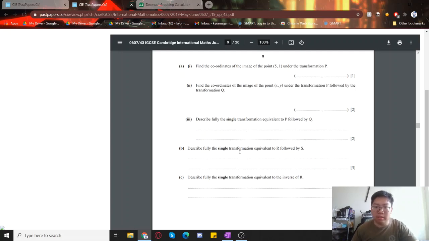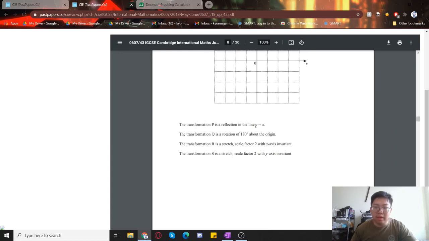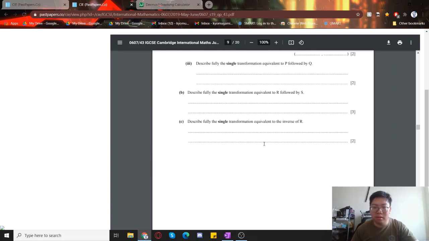Describe fully the single transformation equivalent to R followed by S. R followed by S. That is an enlargement by a scale factor 2. Done. Easy.